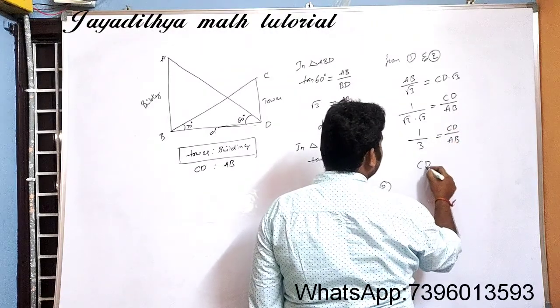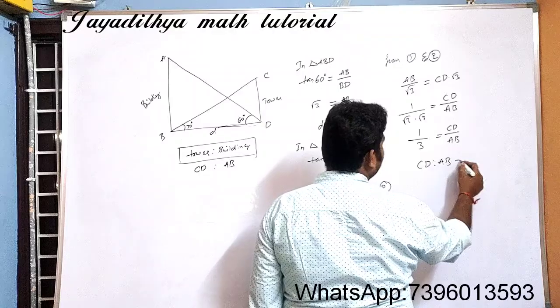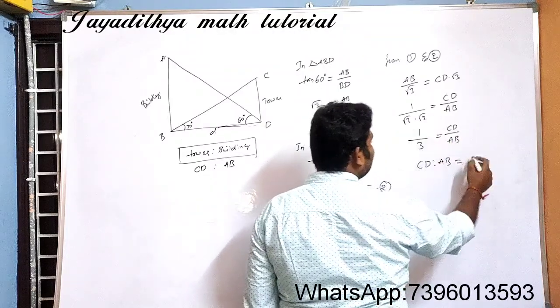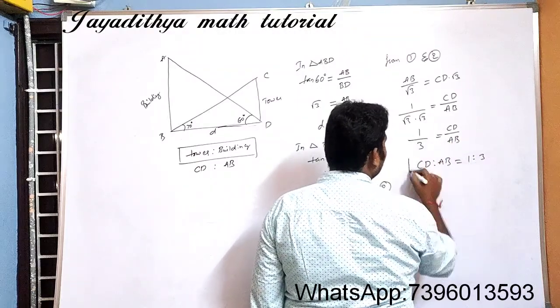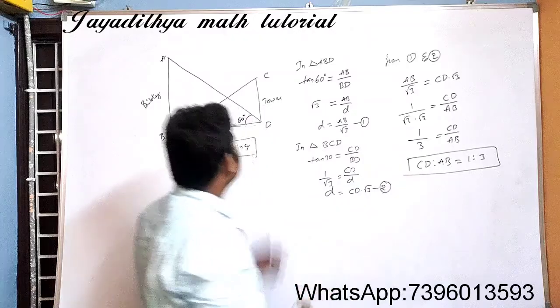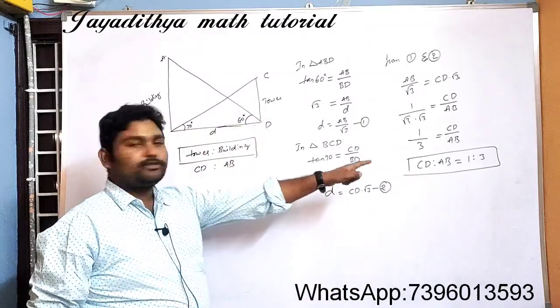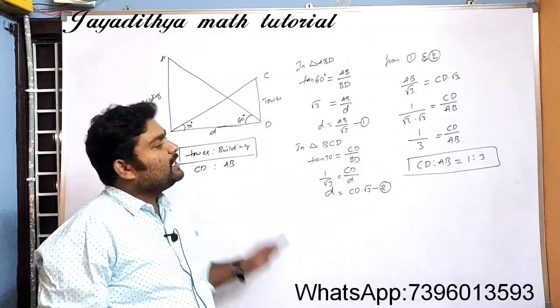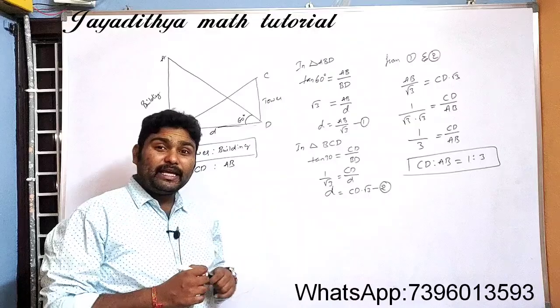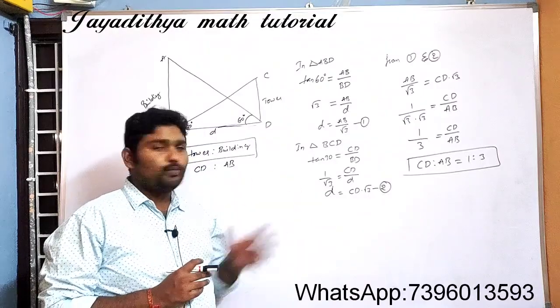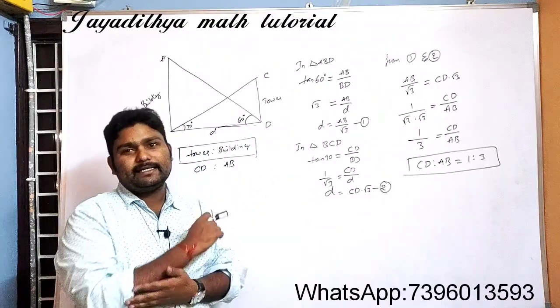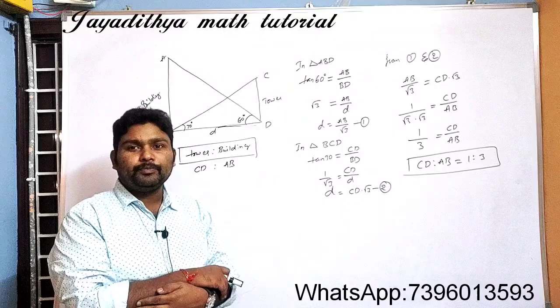Now what is the answer now? CD is to AB is equal to 1 is to 3. So what is the ratio of the heights of the tower and building? That is 1 is to 3. This problem is also a very important problem. It is the most important problem. Why? Because here he is asking the ratio of the heights.